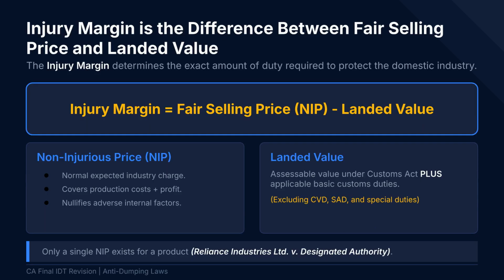than the exporting country. The injury margin measures the extent of injury suffered by domestic industry. It is calculated as the difference between the fair selling price, also called the non-injurious price, and the landed value of imported goods. The non-injurious price reflects a reasonable price that covers costs and profits under normal business conditions. Landed value includes assessable value plus applicable basic customs duties. According to judicial precedent, only one non-injurious price can exist for a particular product, ensuring consistency in calculations.